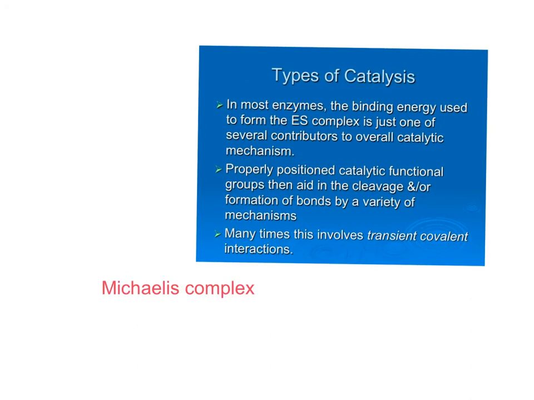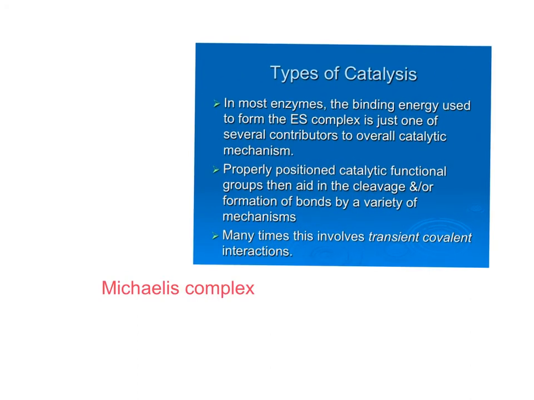Does anyone know where Michaelis comes from? Michaelis-Menten. They were the two that came up with a way to calculate steady state kinetics. And so the ES complex is also called the Michaelis complex. However, it's only one contributor to the overall mechanism. In fact, it may or may not be involved in the rate limiting step, because each enzyme can be different.